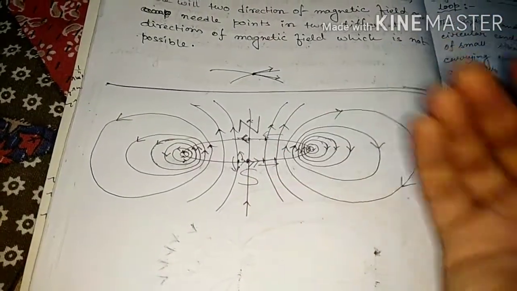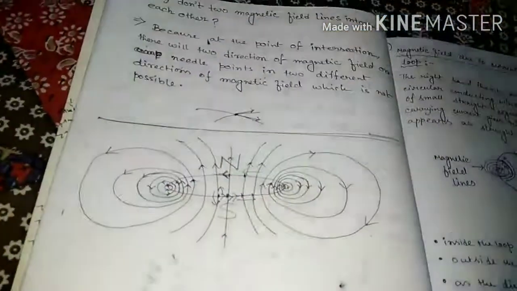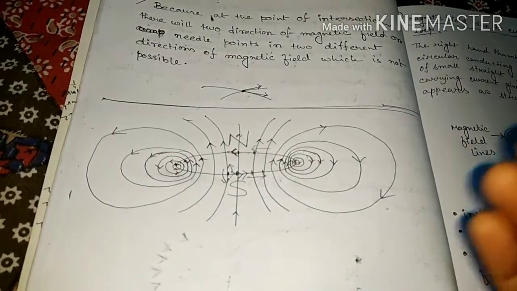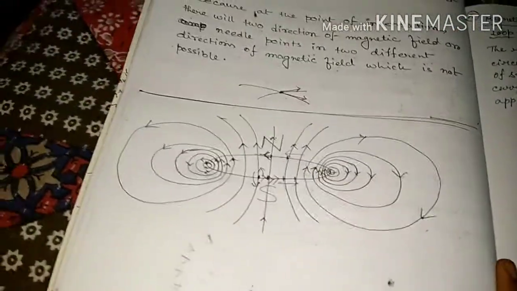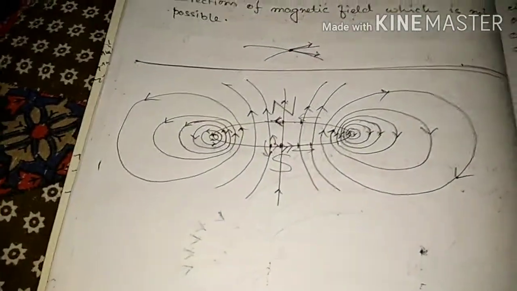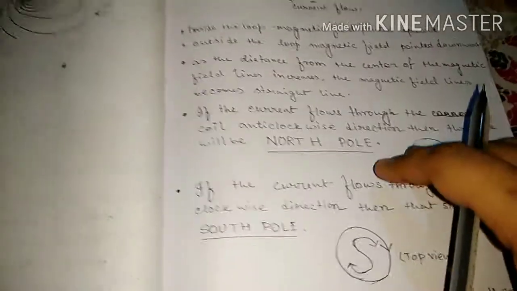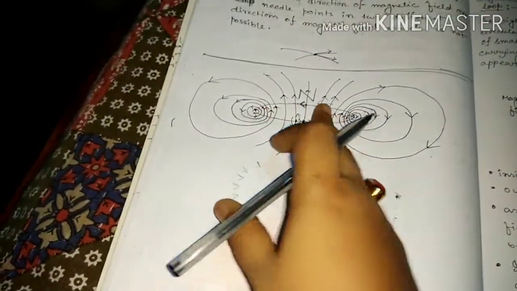If the current flows in the opposite direction, that means anti-clockwise, that side is a north pole. You can understand this easily from this figure. In some books there are laws for this also. This is the top view, because this figure is a side view.